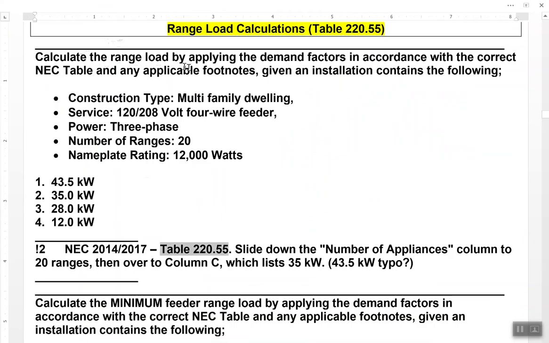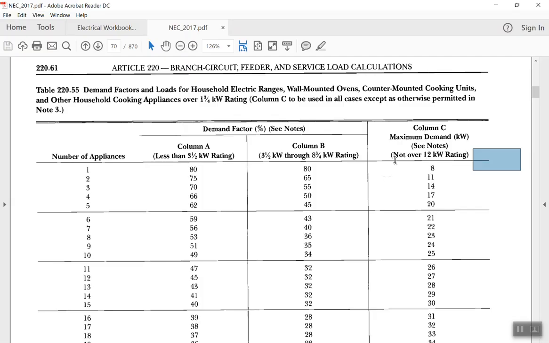It says, calculate the range load by applying the demand factors in accordance with the correct table and any applicable footnotes, given the installation contains the following, okay? It's a multifamily dwelling, 120/208, 4-wire feeder, interesting. It's 3-phase, that's interesting. Being a dwelling, right? And the number of ranges, now that's critical, and then the rating of the ranges. So that is critical information. The 20 ranges and the nameplate rating of the ranges is only 12,000. Now, that's okay, because this is not over 12. As long as it's not over 12, we're good to go.